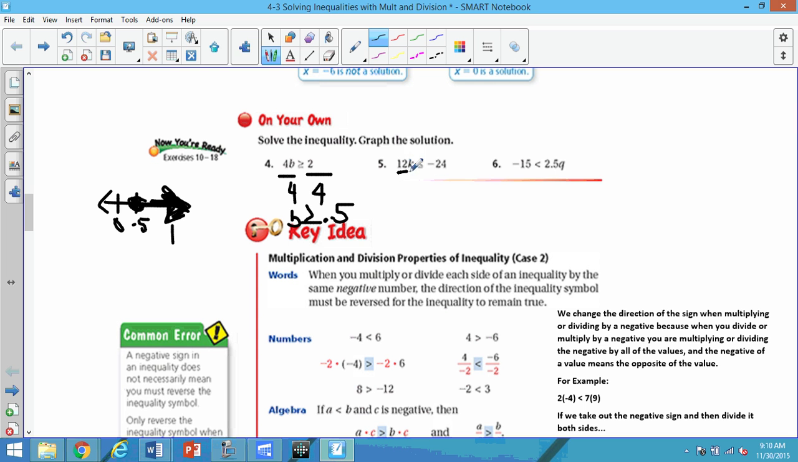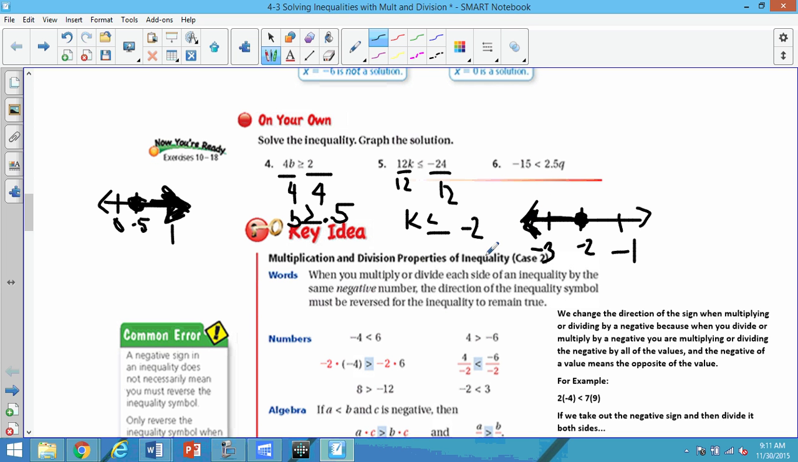Number 5, you're going to divide both sides by 12. And then you end up with k is less than or equal to -2. So now you have to graph that. So here's my number line. This is -2. 0 is over here. So that means it's going to be -1, and then this is going to be -3. Okay, darkened in circle because it's less than or equal to, and then it's going to darken in to the left.